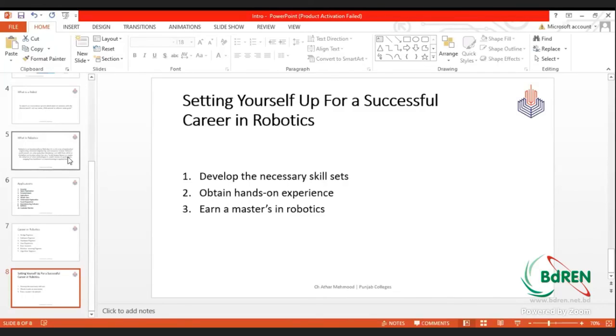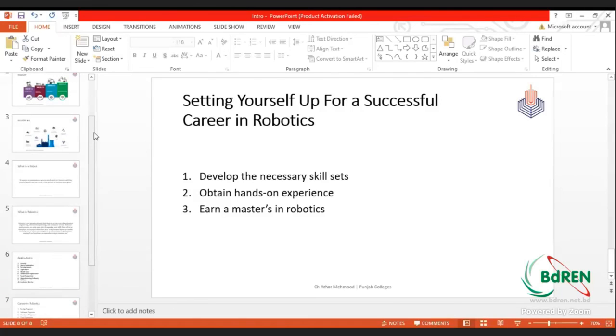If we talk about obtaining hands-on experience, this is another important aspect. So these are very important aspects of setting yourself up for a successful career in robotics. I'm not going into the technical details. There are many other robotics aspects like agriculture robots, humanoid robots. There are so many applications, and we are even using robots in our daily life. So it's a very vast topic, but I don't want to take more time because it's already too late.